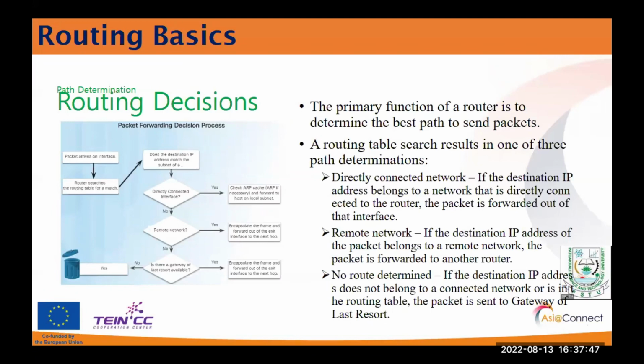We have already connected PCA and PCB and the server, which are directly connected networks. And remote network, we will show you the remote network. Basically it is not directly connected; the other part of the network. And no route determined: if the destination IP address does not belong to a connected network or is not in the routing table, the packet is sent to the gateway of last resort. We have already discussed the gateway.